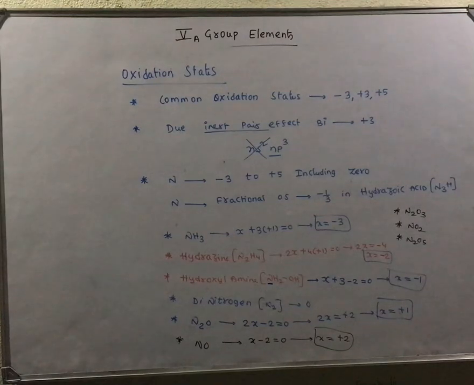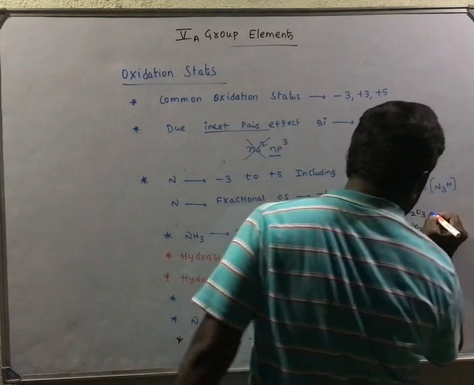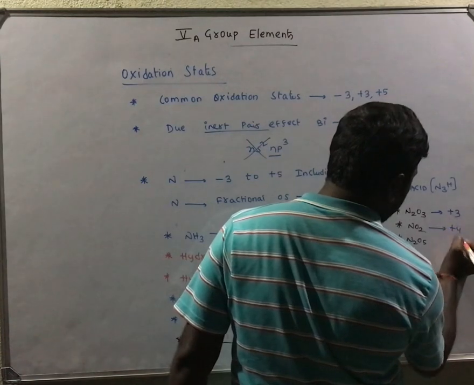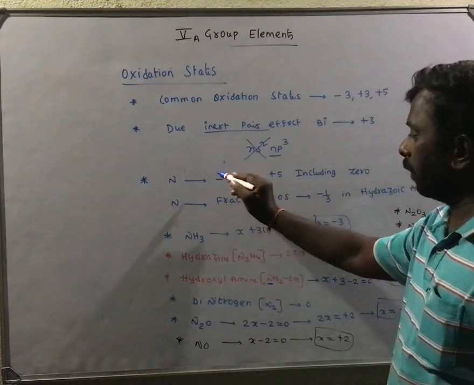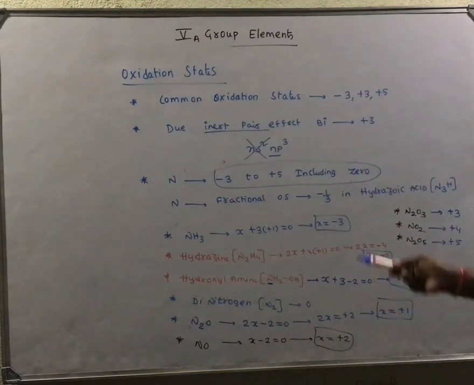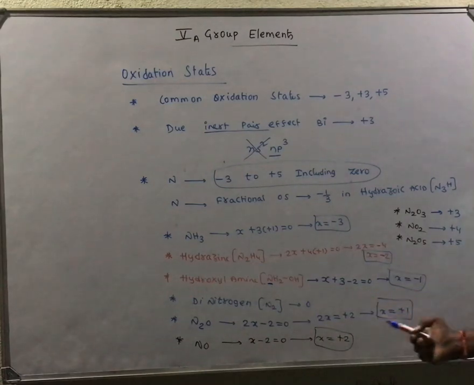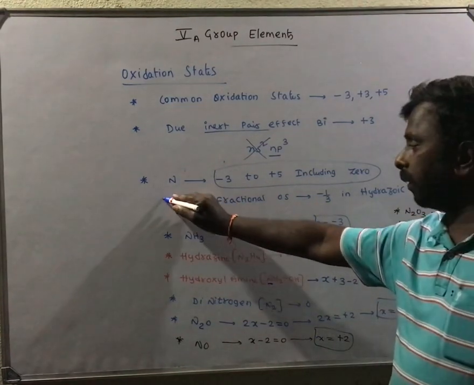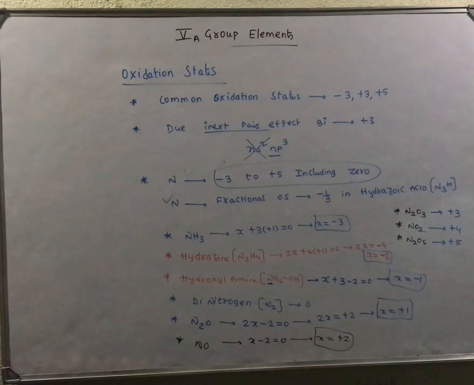So in the case of N2O3, plus 3. In the case of NO2, plus 4. In the case of N2O5, plus 5. Here clearly given, nitrogen exhibits the oxidation state of minus 3 to plus 5, including 0: minus 3, minus 2, minus 1, 0, plus 1, plus 2, plus 3, plus 4, plus 5. In hydrazoic acid, so many times repeated in CET, nitrogen fractional oxidation state is exhibited. N3H, its oxidation state is minus 1/3. Right?